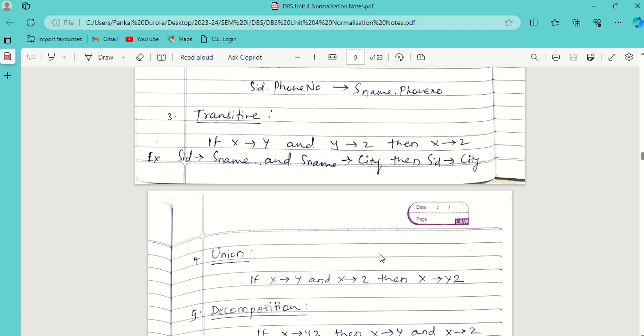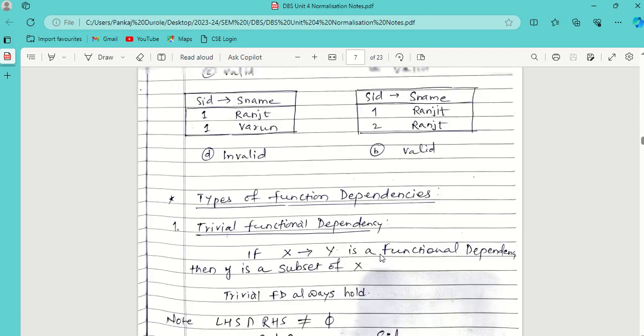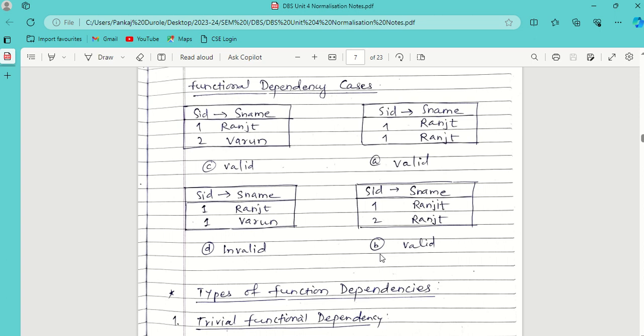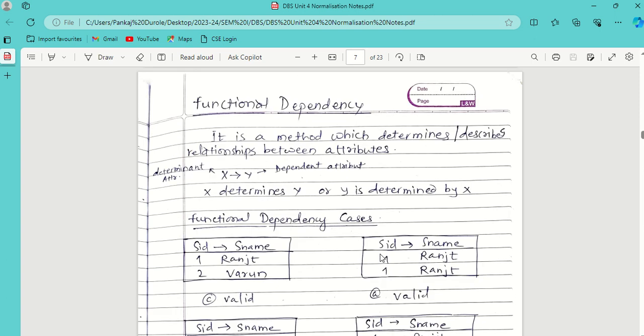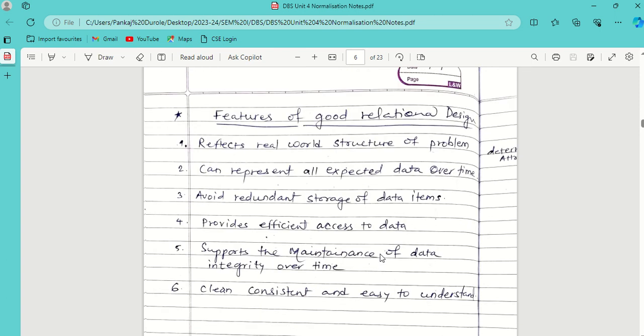So these are all different basic characteristics of the functional dependencies, and this also helps us in understanding normalization. When we are actually creating a good relational design, there are a few features that we need to take into consideration, or these are the features of any good relational design.